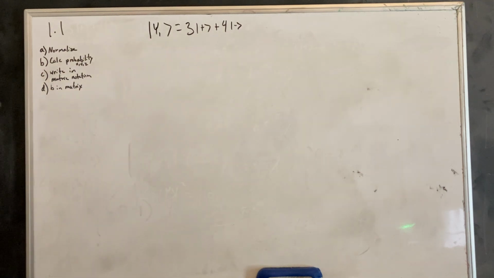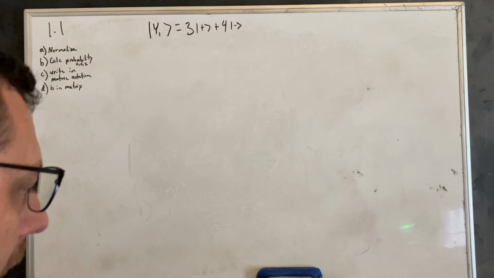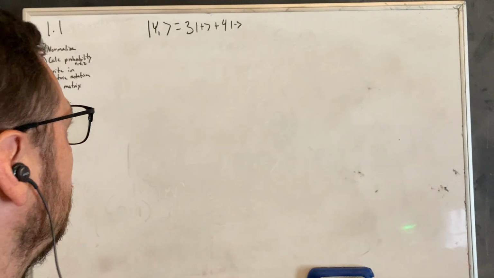And there's 4 steps right here. We have to normalize this vector. We have to calculate the probability in each of the directions. We have to write the normalized vector in matrix form, and then do part B again in matrix notation. So quite a bit of things to do here. So let's get right to it.